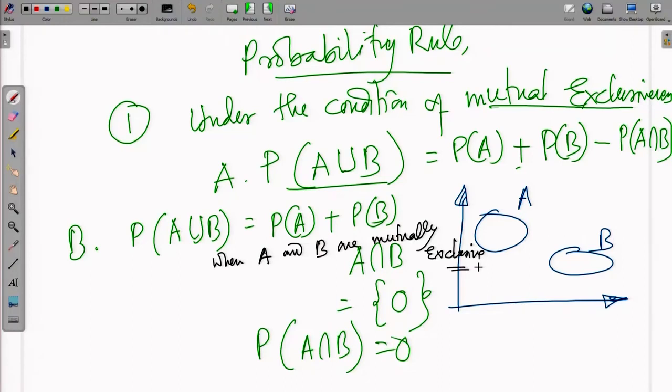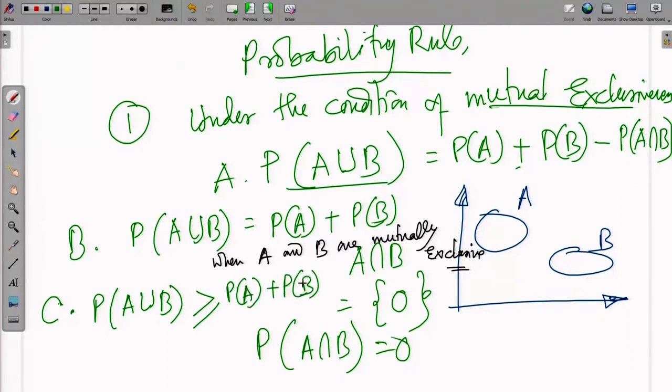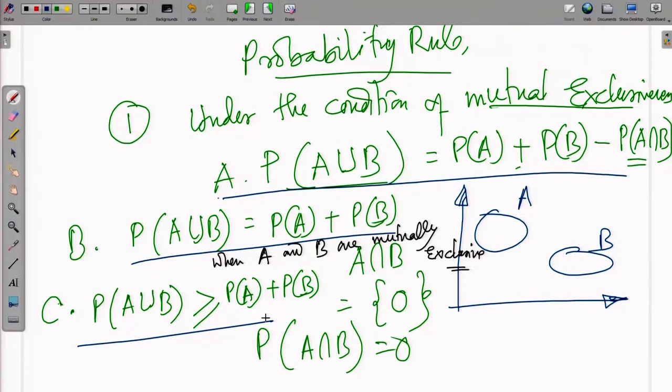Now, mutual exclusiveness is one situation. You may not always have mutually exclusive events, right. So, from this you can write down that probability of A union B is always less than or equal to probability of A plus probability of B, because here you are subtracting this one, right. So, these are the three major formulas we can keep in mind. This is under the condition of mutual exclusiveness.